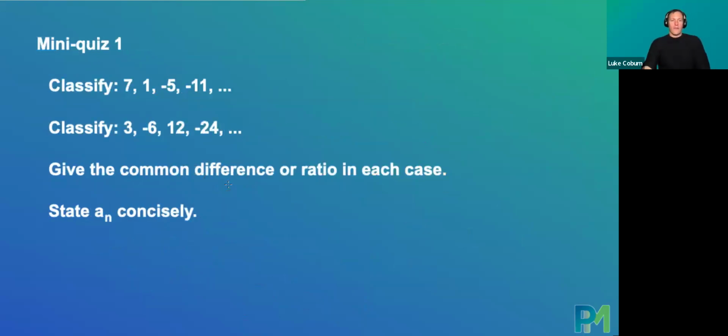Okay, so take a moment to have a look at the ones here and then classify the following. Sorry, I'm just yawning. So for the first one, A is 7, and A is 3 here. We want to classify the two of them. Then we want to find the common difference or the ratio in each case. And then finally, we want to state AN concisely. So I'll give you a moment to have a look at that.